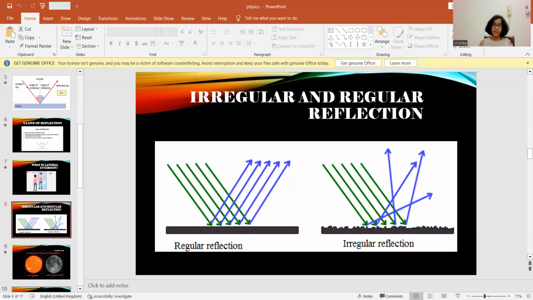Irregular and regular reflection. There are two types of reflections, irregular and regular reflection. Irregular reflection. The parallel rays reflected from a rough surface are not parallel. These kind of reflections are called irregular or diffused reflection.